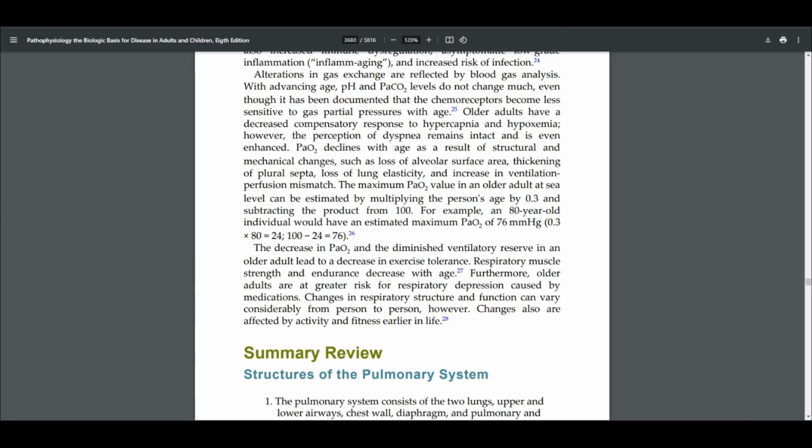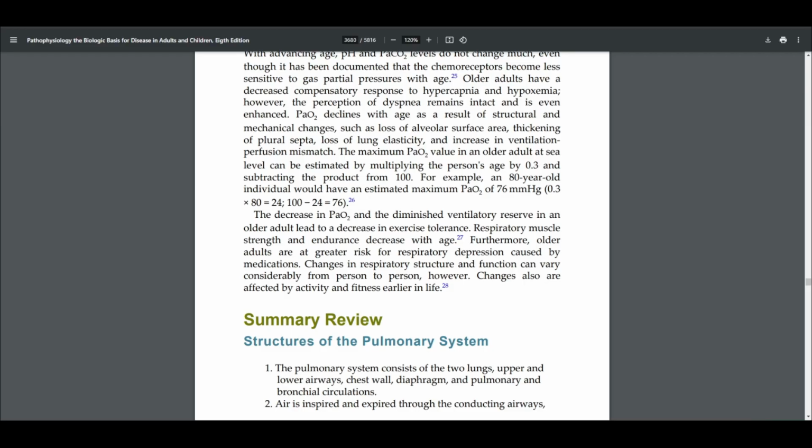PaO2 declines with age as a result of structural and mechanical changes, such as loss of alveolar surface area, thickening of pleural septa, loss of lung elasticity, and increase in ventilation-perfusion mismatch. The maximum PaO2 value in an older adult at sea level can be estimated by multiplying the person's age by 0.3 and subtracting the product from 100. So an 80-year-old individual would have an estimated PaO2 of 76 millimeters of mercury.